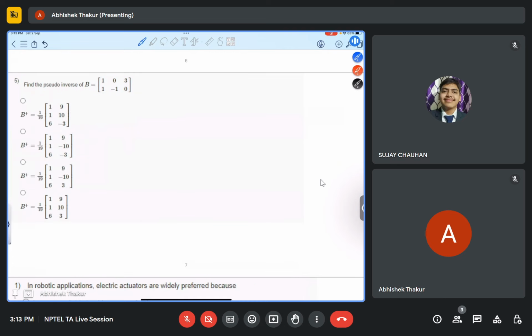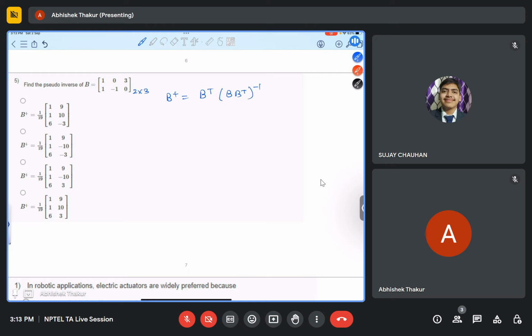Now we will see one more question, like how to find the pseudo inverse. Pseudo inverse is found when the matrix is not of square size. Here you can see the matrix of 2 cross 3. So the pseudo inverse B plus is represented as B transpose into B B transpose whole inverse. Here B is of 2 cross 3, so 2 cross 3 into 3 cross 2 will become 2 cross 2. So the inverse of this term will exist.